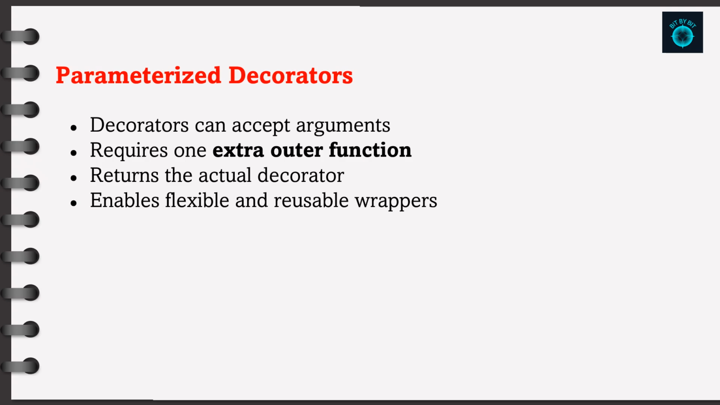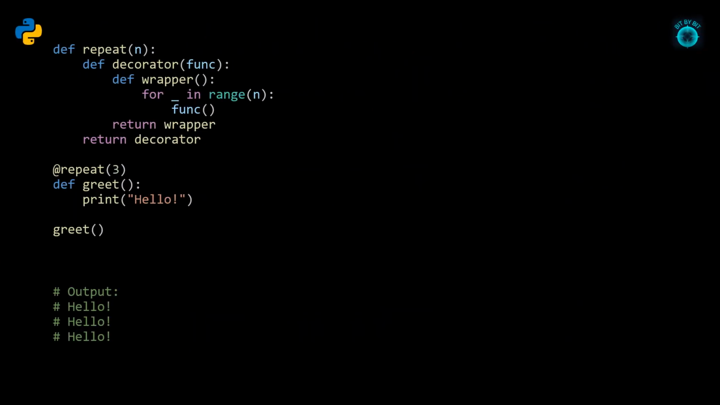Let's walk through an example. Here we define a function named repeat that takes a parameter n. This outer function returns a decorator. The decorator takes a function func, defines a wrapper that runs the function n times, and returns that wrapper. We then decorate the greet function using @repeat(3). When we call greet, the decorator causes it to print hello 3 times. This is a great way to make our decorators dynamic and reusable with different configurations.